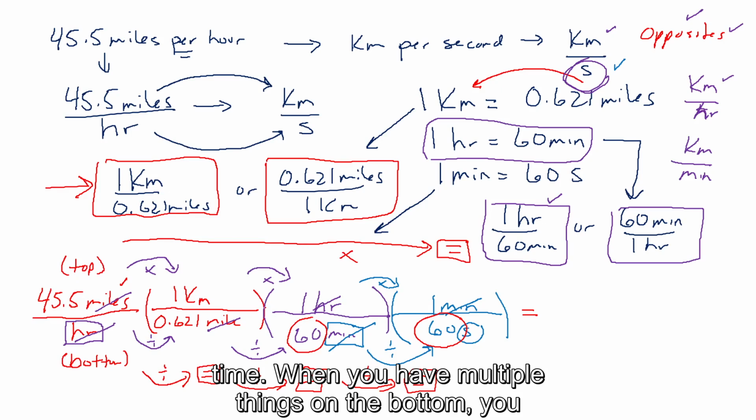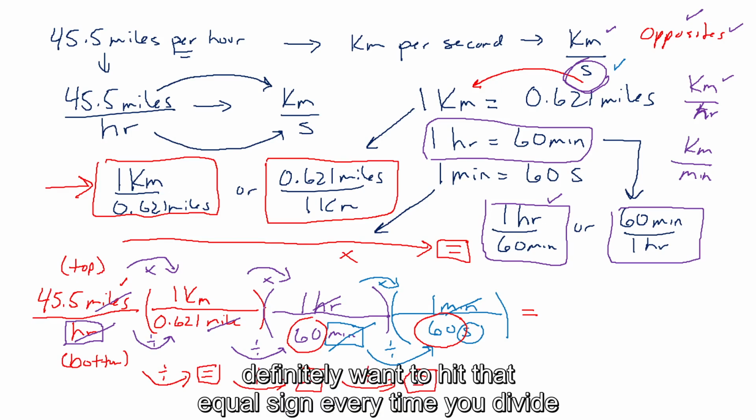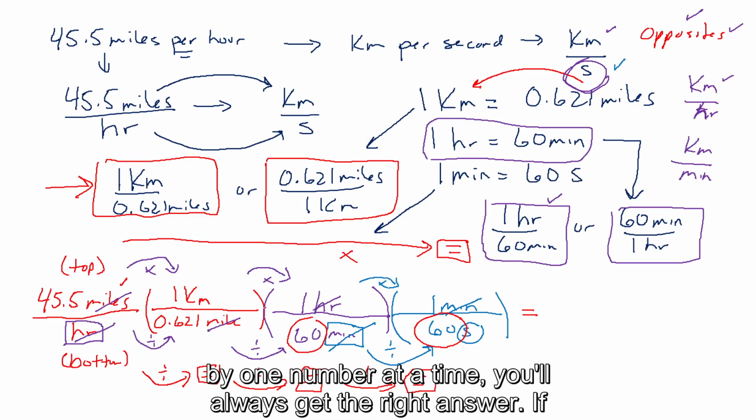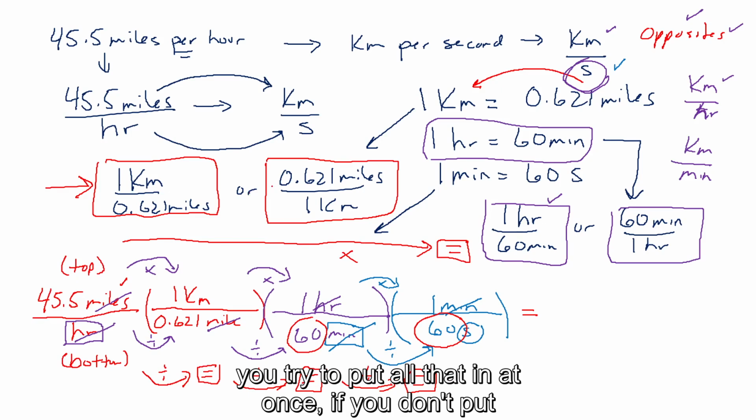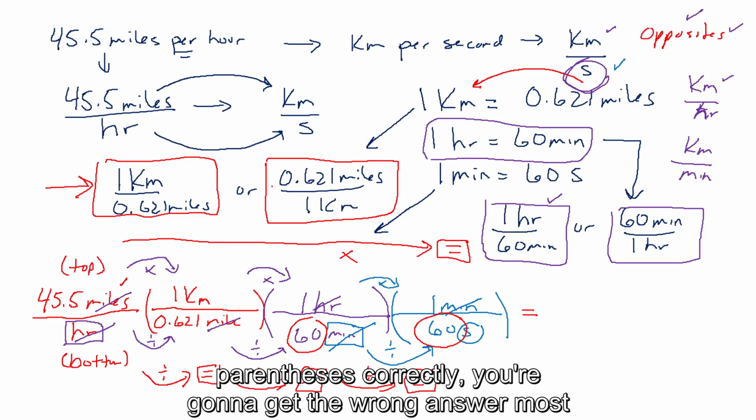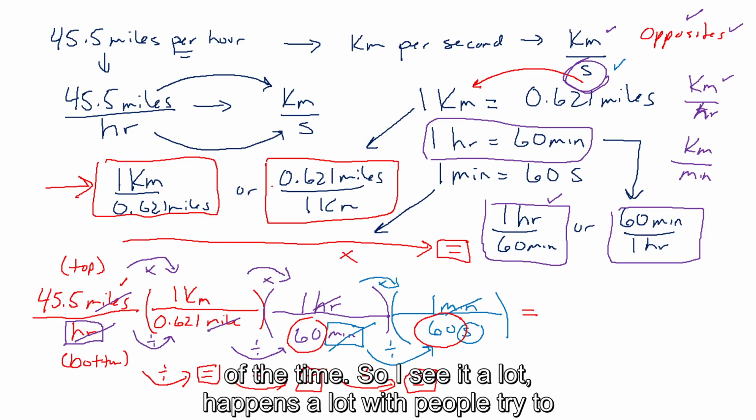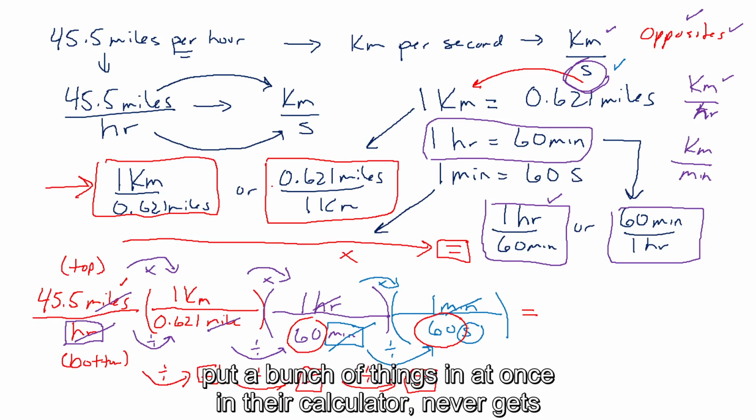When you have multiple things on the bottom, you definitely want to hit that equal sign every time you divide by one number at a time. You'll always get the right answer. If you try to put all that in at once, if you don't put parentheses correctly, you're going to get the wrong answer most of the time. So I see it a lot.